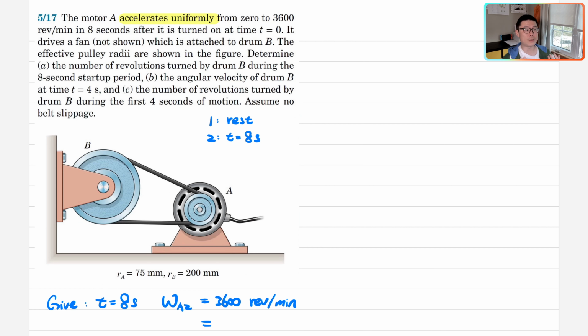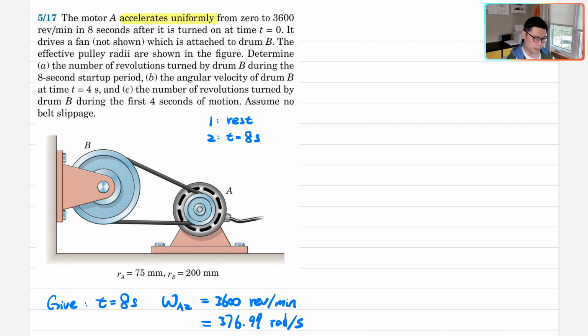First off, a revolution per minute is not our standard unit. We need to convert it into radians per second. One revolution means one full circle. In radians, that's one full 2 pi, or 360 degrees, but we don't need degrees, we want radians. So one revolution means one circle, 2 pi. So we have 3,600 circles, 2 pi's, per 60 seconds. We do the conversion here: 376.99 radians per second. This should be our first step.